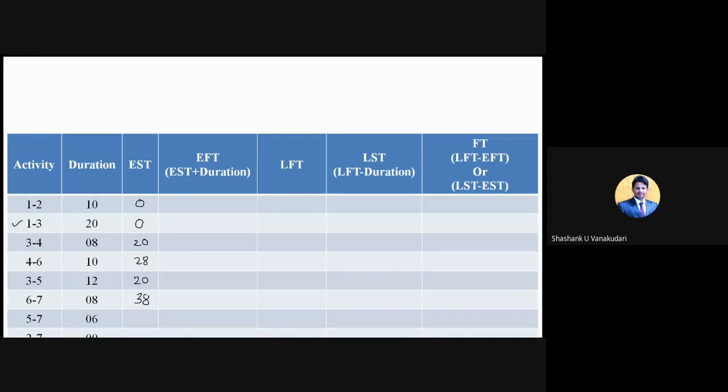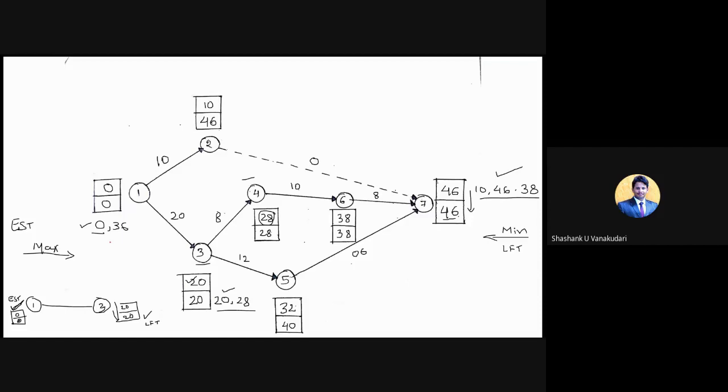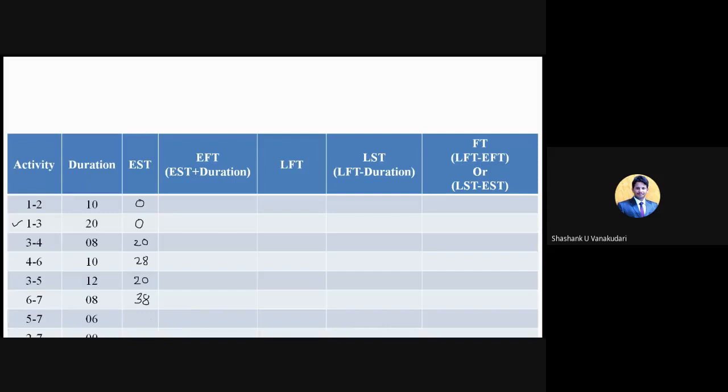Then for 5 to 7, 32. This is 5 and this is 7. You need to consider these two boxes. So 32 is the EST value. This is 32. And here you need to consider, I told you, this dummy activity also you need to consider.